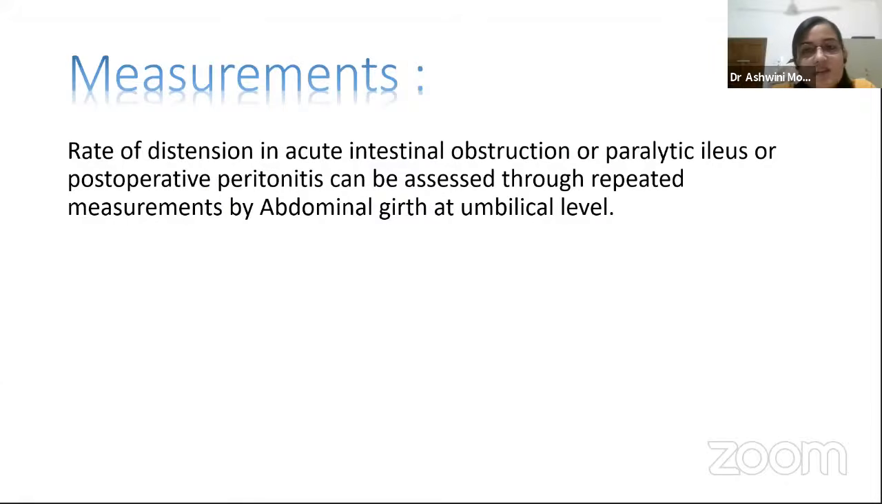Another thing: if a patient comes with acute distension or with a lump, you have to measure the abdominal girth at the umbilical level to see whether the lump is gradually or suddenly increasing in size, or whether it is an acute intestinal obstruction after paralytic ileus or due to any cause, or peritonitis, and whether it is increasing or not. We have to take immediate action according to that.